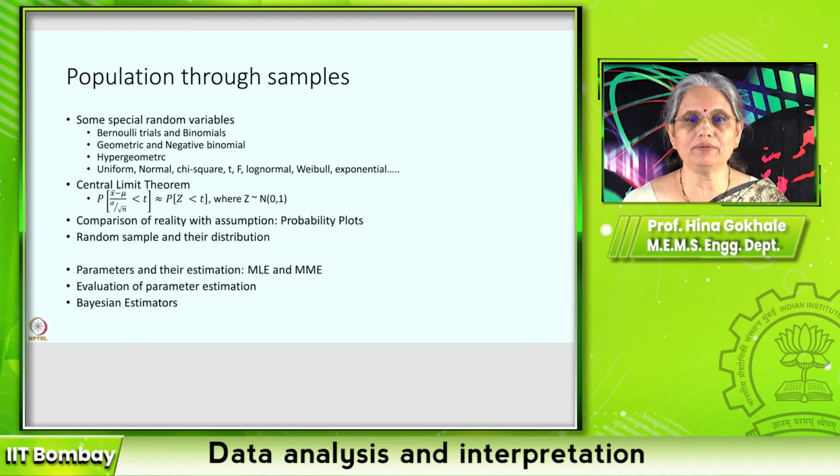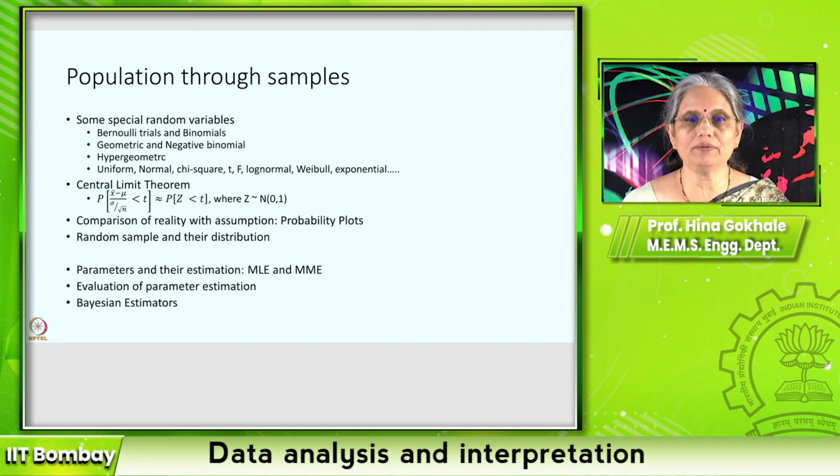So, we said okay, first let us see what kinds of different distribution forms a population can take. We learned about some special random variables: Bernoulli trials, binomial distribution, geometric distribution, normal distribution, negative binomial distribution, chi-square distribution, F distribution and so on.